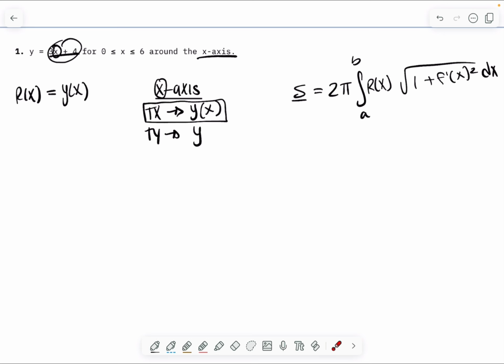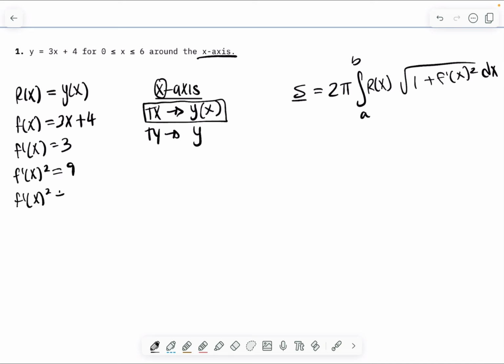Then I like to basically just solve for everything outside. So I start with f of x, that's 3x plus 4. f prime of x, that's just 3. And f prime of x squared, that's 9. And f prime of x squared plus 1, that's 10. And there we go, I'm ready to plug things in.